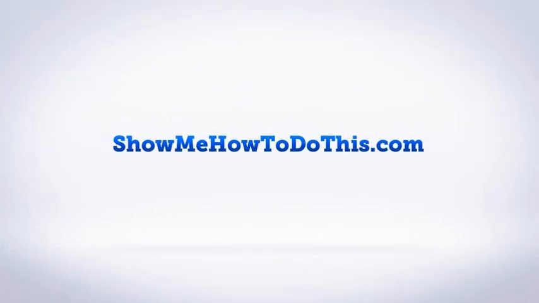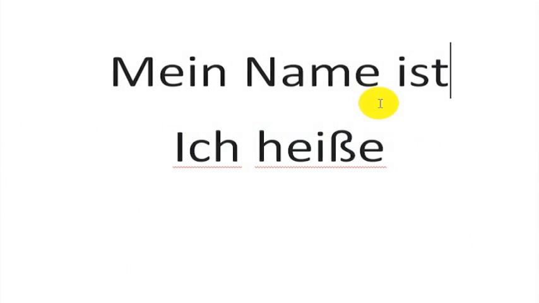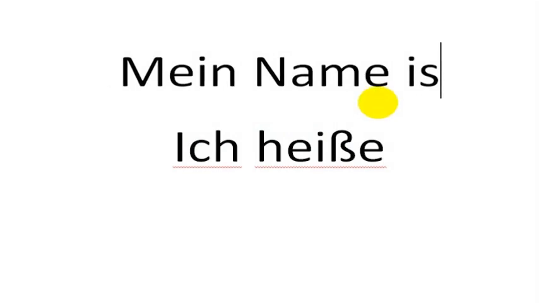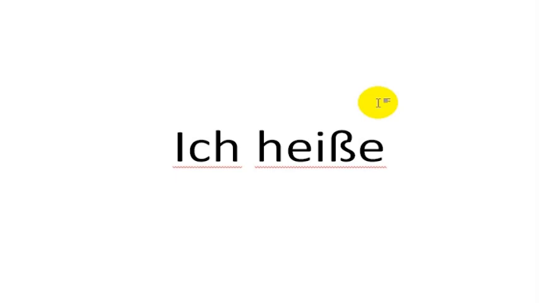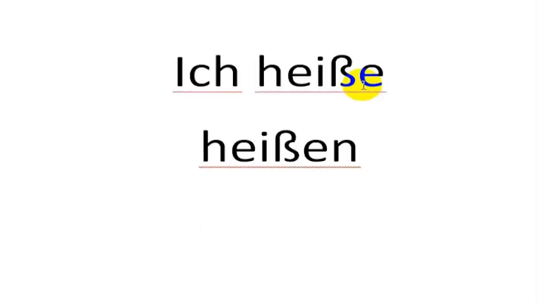If you want to say my name is in German, you might think you would say mein Name ist, and in my case it would be Jonathan, but that doesn't really work in German. What you do instead is say ich heiße. The German verb for to be called is heißen, and so you would say ich heiße, which means I am called, and then you would put your name in there. Ich heiße Jonathan, in my case.